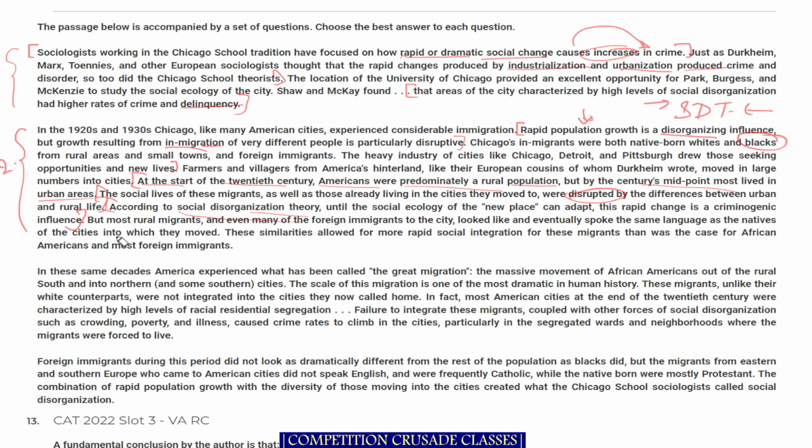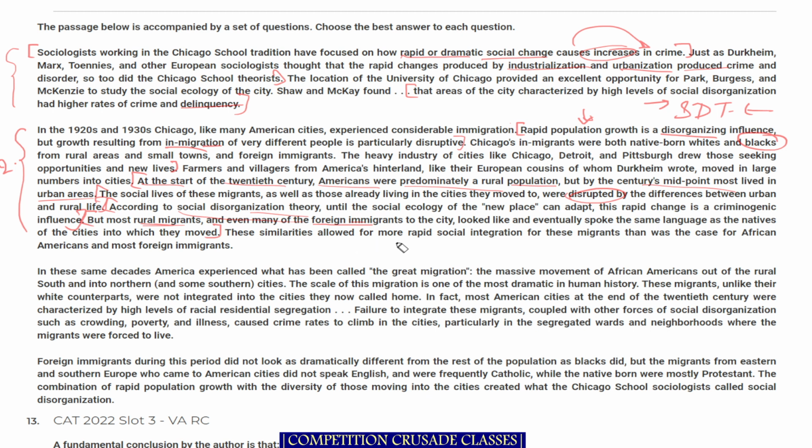Let's read ahead. But most of the rural migrants and even the foreign immigrants to the city looked like and eventually spoke the same language as the natives of the city into which they moved. Who are we talking about? We're talking about the rural migrants, not the immigrants. And many of the foreign immigrants also. So some of the foreign immigrants looked like and eventually spoke the same language, and that's why these problems did not occur.